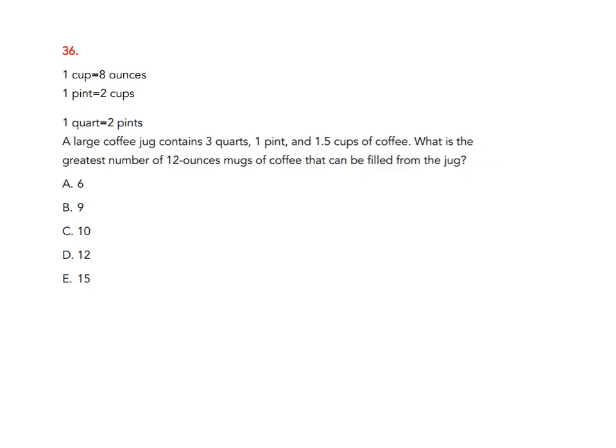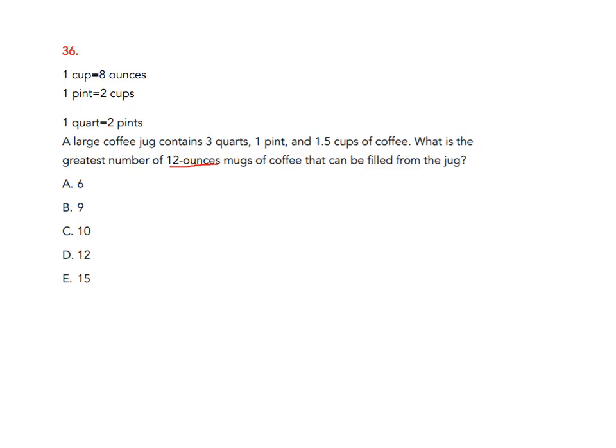Here we have a simple question to answer. 1 cup equal to 8 ounces, 1 pint equal to 2 cups, 1 quart equal to 2 pints. A large coffee jug contains 3 quarts, 1 pint and 1.5 cups of coffee. What is the greatest number of 12 ounce mugs of coffee that can be filled from the jug? So our final quantity will be in ounces.